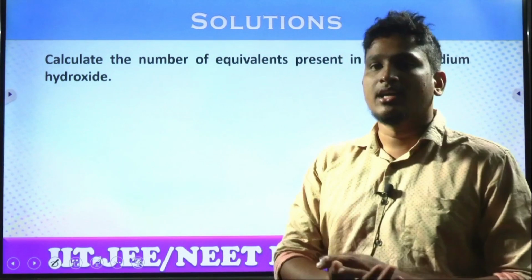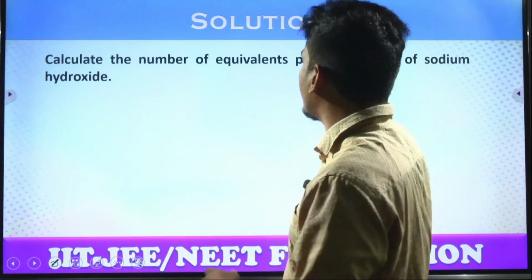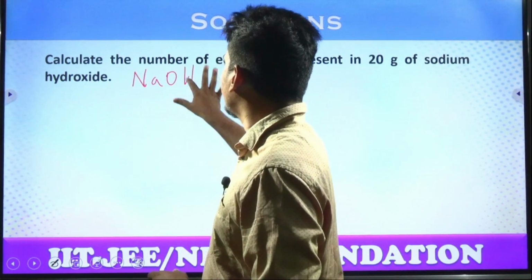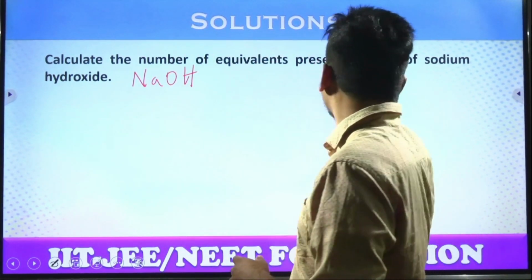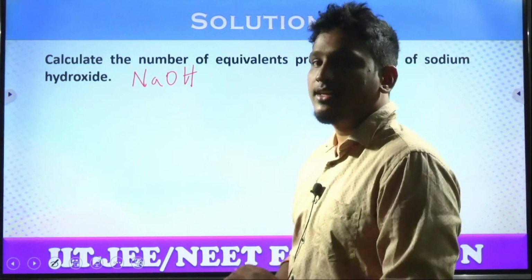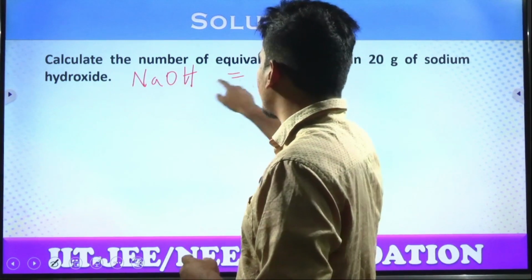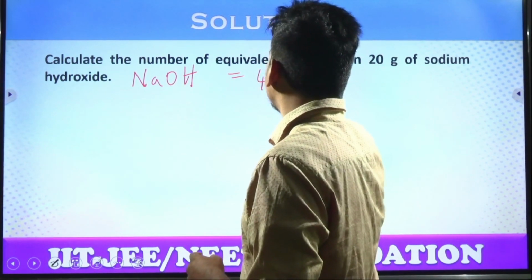grams of sodium hydroxide. What is sodium hydroxide, students? Sodium hydroxide is NaOH. How to find the molecular mass of sodium hydroxide? Molecular mass is sodium 23 plus 16 plus 1. How much? 40 grams. Yes or no?